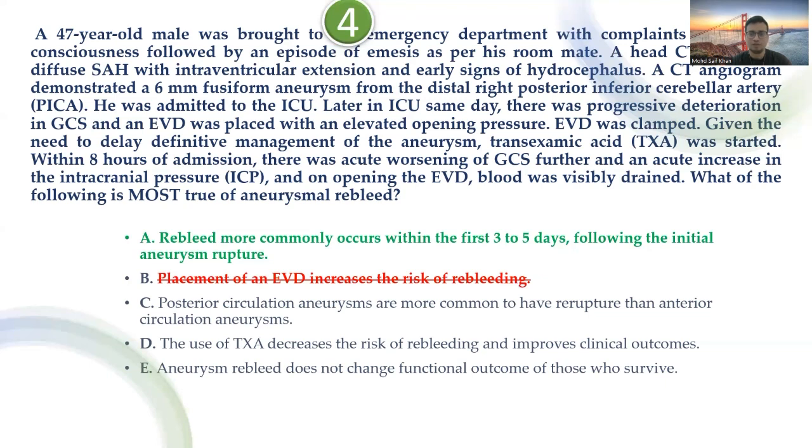Posterior circulation aneurysms are more likely to rupture, but not more likely to re-rupture. Okay, so there is a difference. So remember that posterior circulation aneurysms are very commonly rupturing and bleeding and causing the SAH, but they are less likely to re-rupture compared to anterior circulation aneurysms. This is the wrong option.